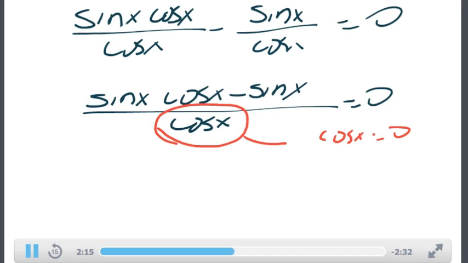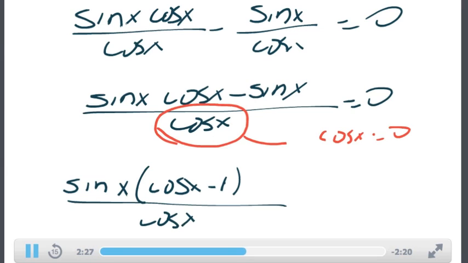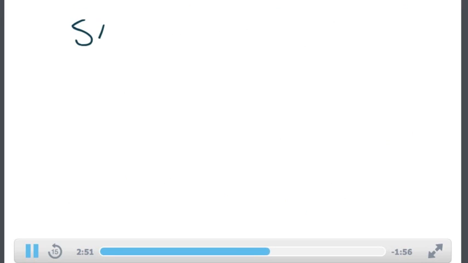So now we can go back and factor out sine of x, cosine of x minus 1 all over cosine of x is equal to 0. Okay, now we have two factors in the numerator. Since cosine of x varies between -1 and 1, there's nothing that can happen in the denominator that'll make this equation true. So really all we have to look for is when the numerator becomes 0. So let's solve that. That's at sine of x equals 0 and cosine of x is equal to 1.